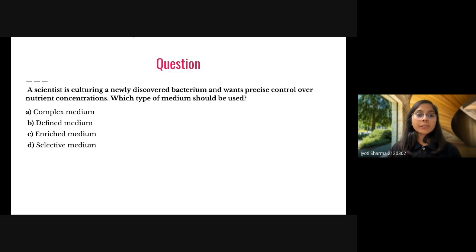Okay, coming to the next question. The next question is based on the medium. We have different types of medium to grow bacterial cultures, and this question is on these different types of medium, based on composition or some characteristics. The question is: a scientist is culturing a newly discovered bacterium and wants precise control over nutrient concentration. Which type of medium should be used? We have four options: complex medium, defined medium, enriched medium, or selective medium.